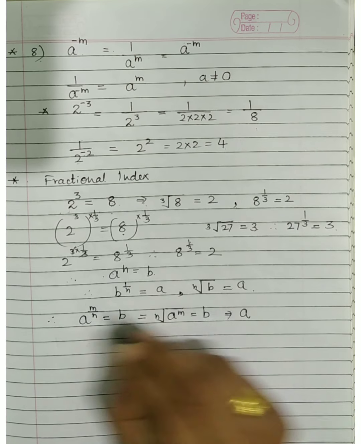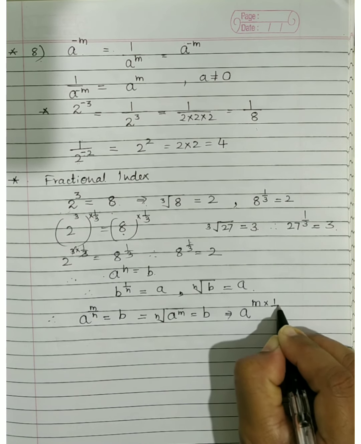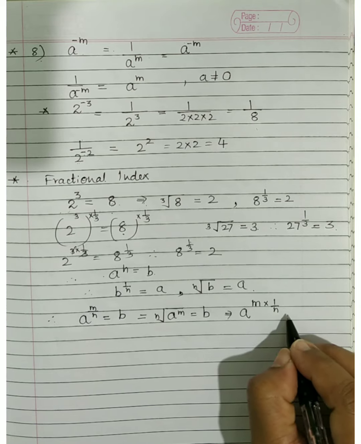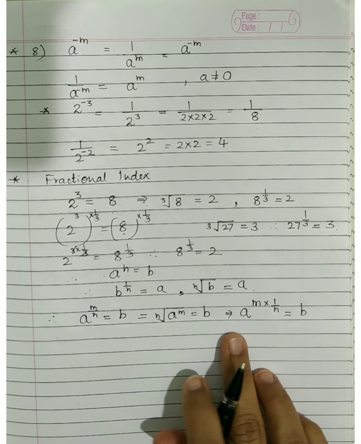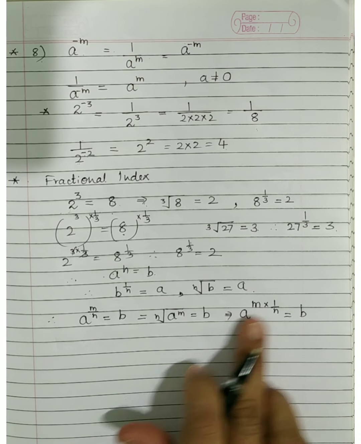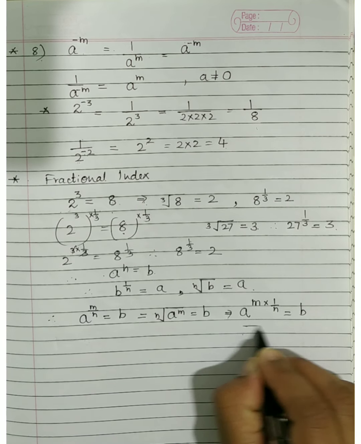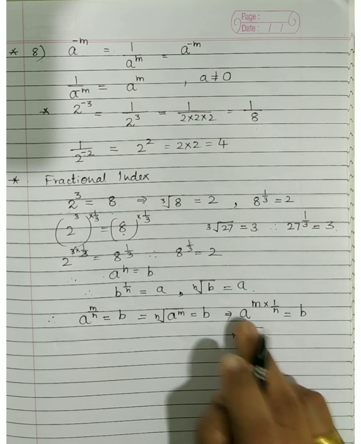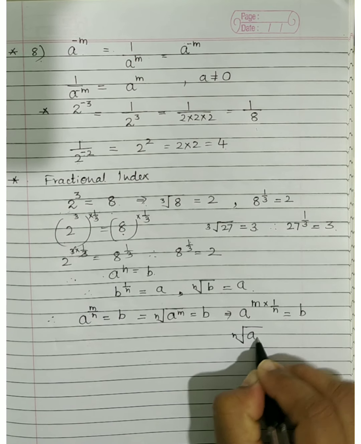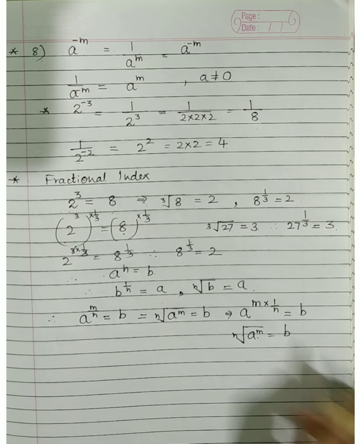So fractional indices can be expressed in the same way. A raised to m upon n, I can write as a raised to m into 1 upon n is equal to b, and a raised to 1 upon n can be written in the radical form. So how will it be? Nth root of a. But it is not a, it is a raised to m is equal to b.